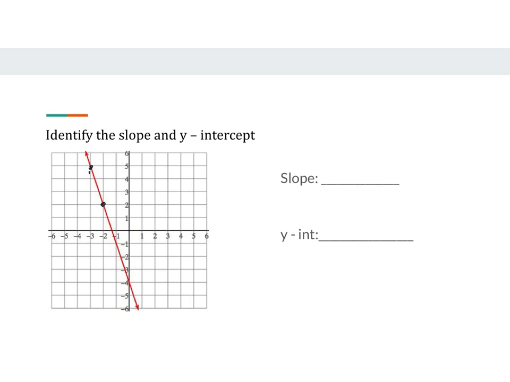So I'm going to be going down. Again, since we're going down, that's going to be a negative value. And then we're going to go to the right 1. So for my slope, we're going to have negative 3 over 1.